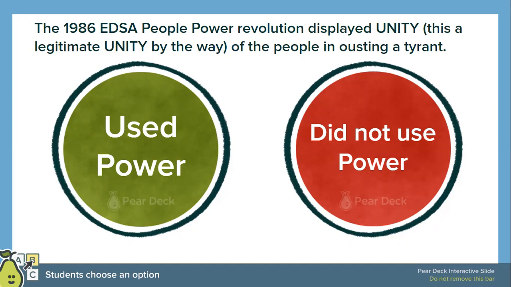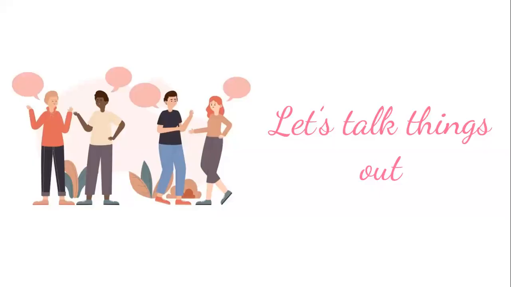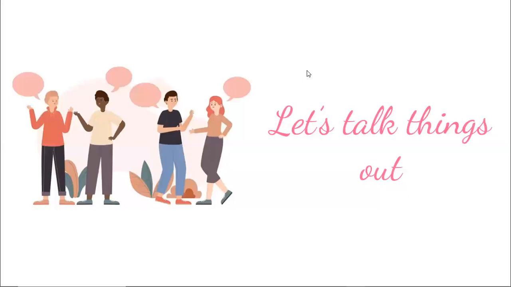The 1986 EDSA People Power Revolution displayed unity. This is a genuine and legitimate unity, by the way, of the people in ousting a tyrant. Did they use the power? Yes or no? Got into a heated argument after someone accidentally spilled coffee on your pants while you were in a cafe. They use the power. Yes or no?